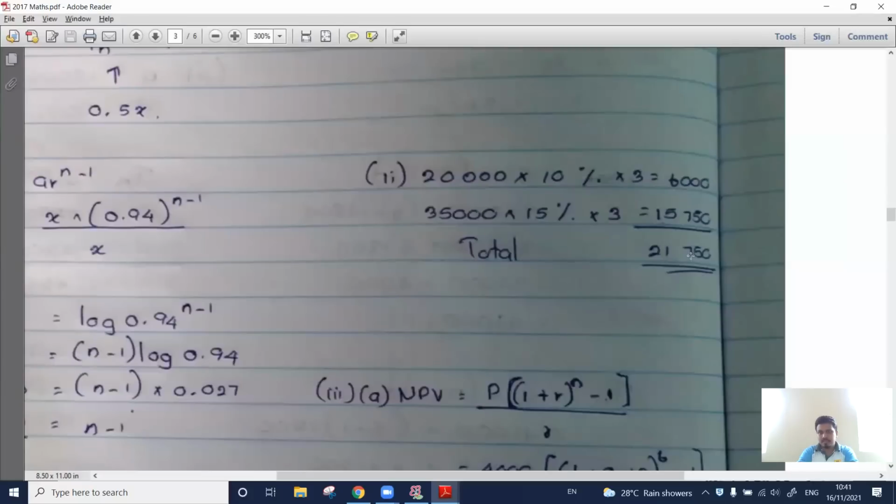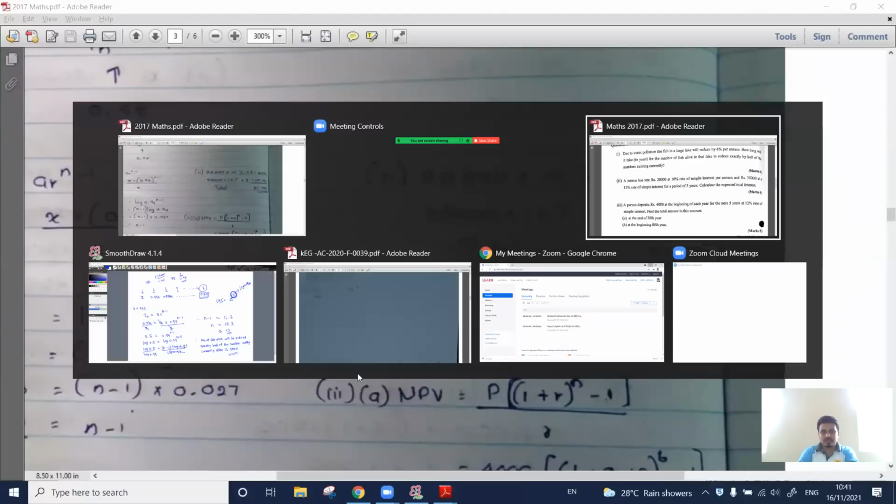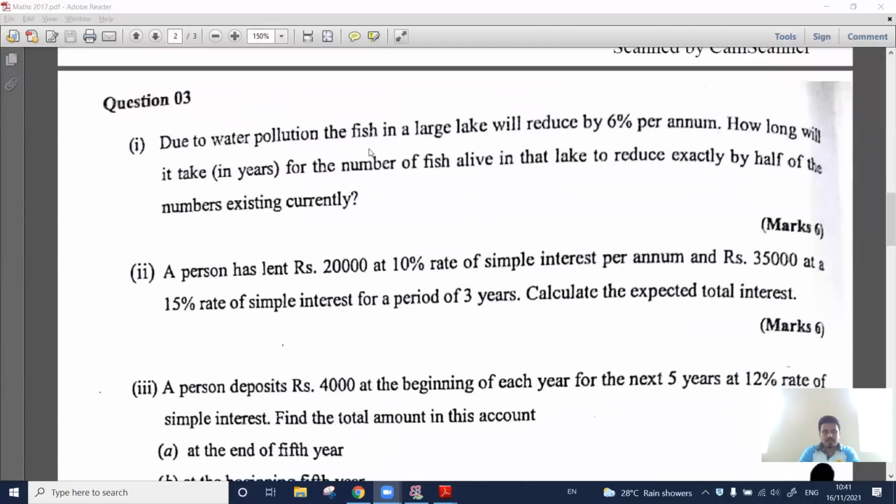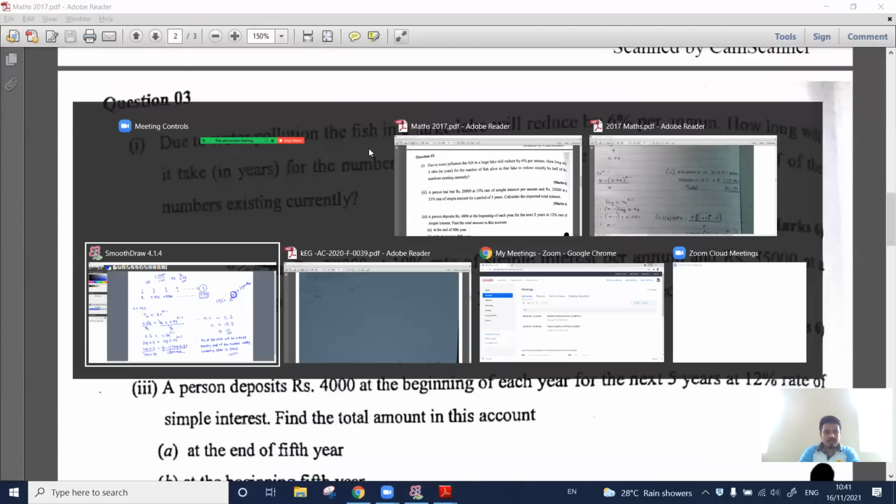6 marks. For part 1 also 6 marks. For the part 1 also you need to allocate 6 marks. First one, question number 1. You mean question 3 part 1. Question 3 part 1, right? Okay, question 3 part 1.